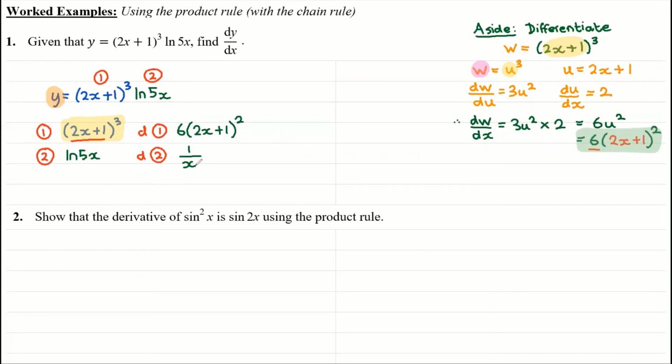Okay, so now we're ready to use the product rule. So I'll just box this off so we don't get confused. And so using the product rule.